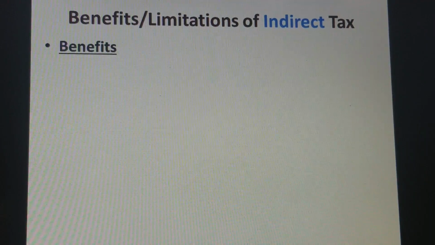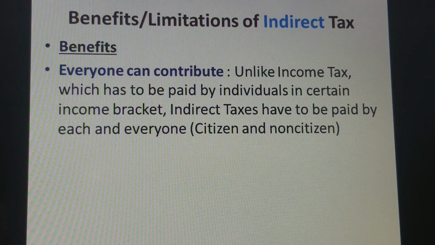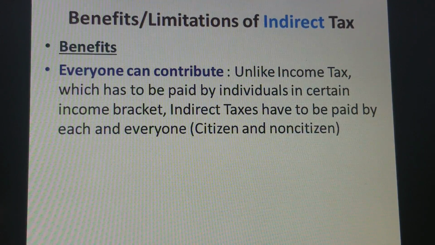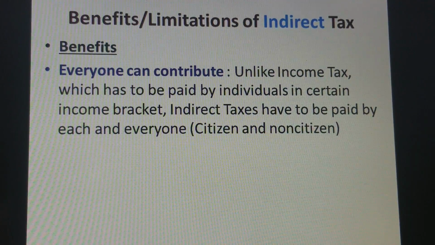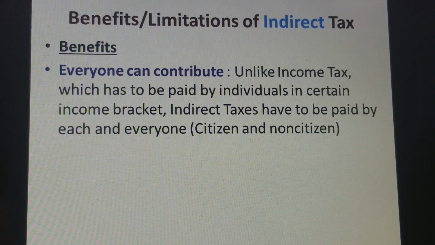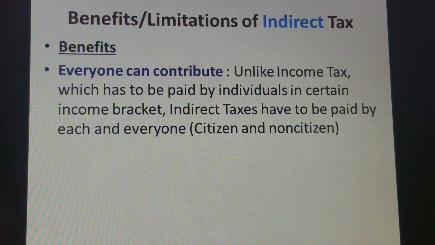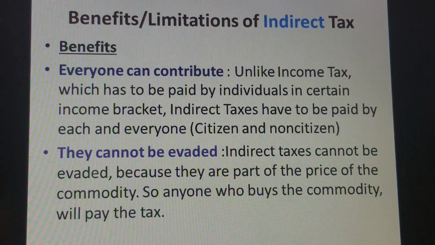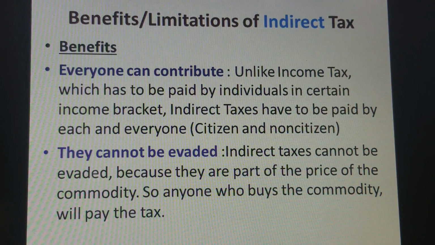Let's go to indirect tax. Benefit here, everyone can contribute. Unlike income tax, which has to be paid by individuals in a certain income bracket, indirect tax has to be paid by each and everyone. You cannot escape indirect tax. For example, purchase tax. Once you are purchasing something, you will have to pay for it. They cannot be evaded, right? So indirect taxes cannot be evaded because they are part of the price of the commodity. So anyone who buys the commodity will have to pay.